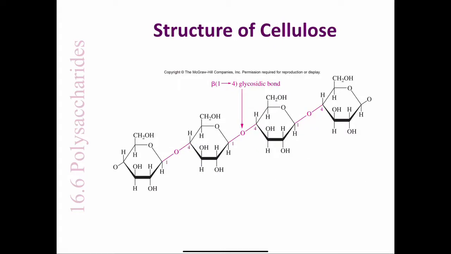And here's the structure of cellulose, and you can see the beta-1,4 glycosidic bond. Of course, it's beta because the bond is going up like this, and the 1,4 comes from 1 on the anomeric carbon and 4 on the next carbon of the neighboring glucose molecule.